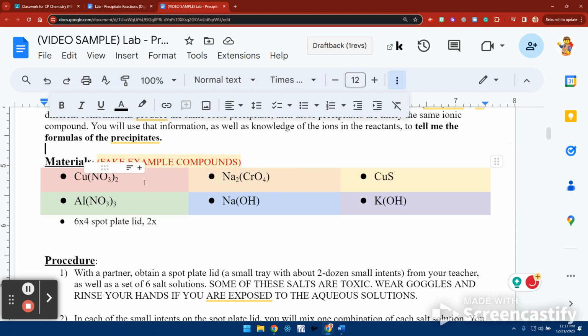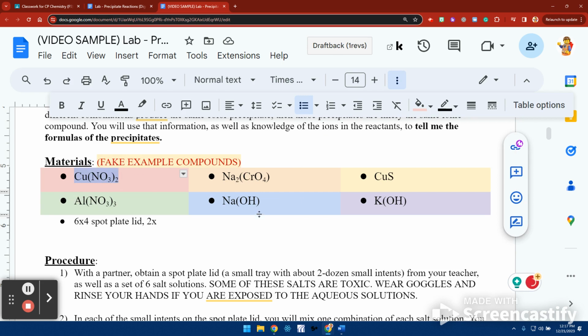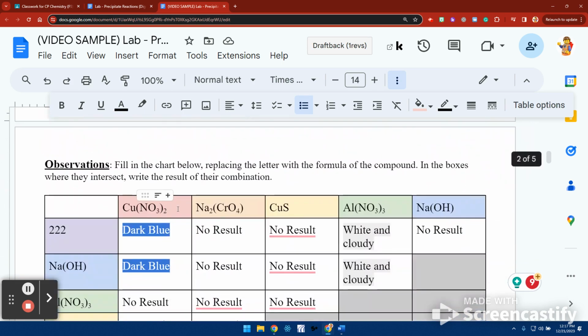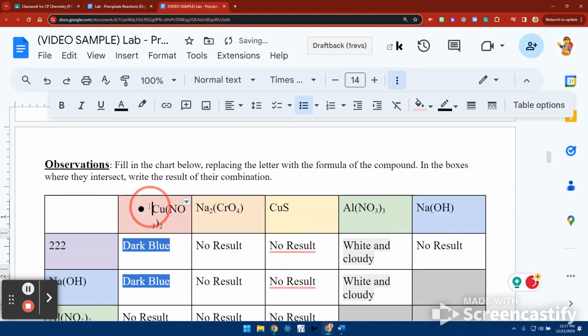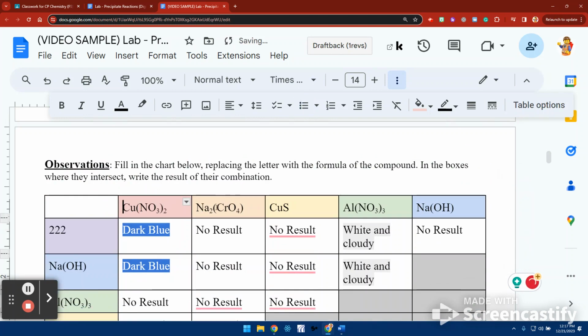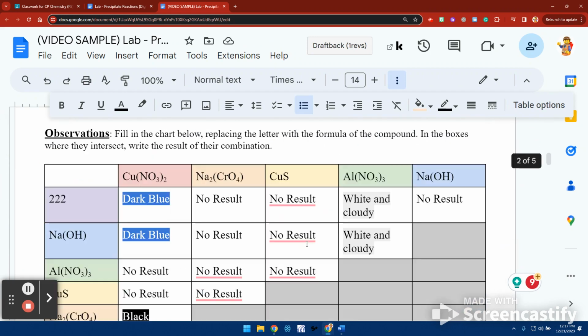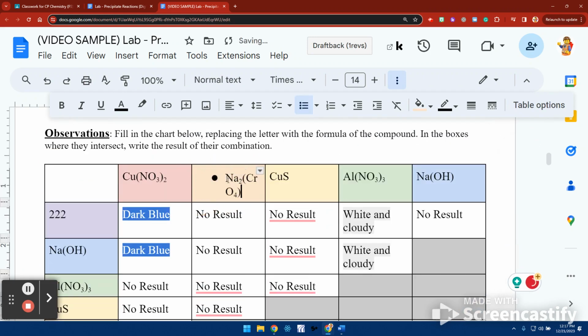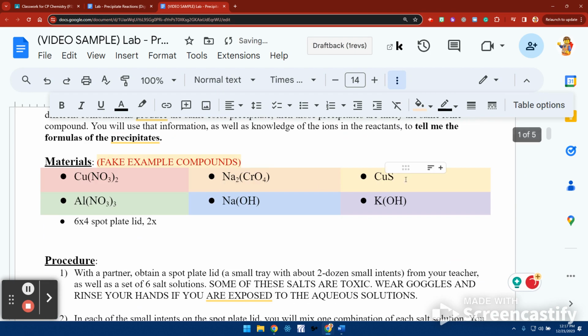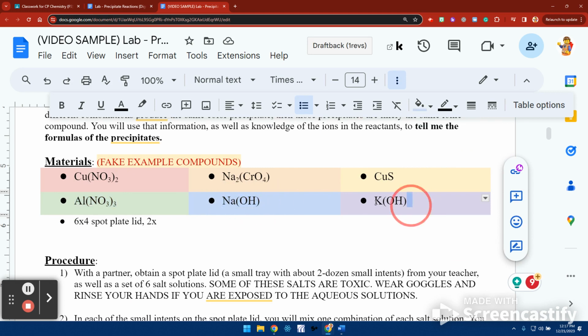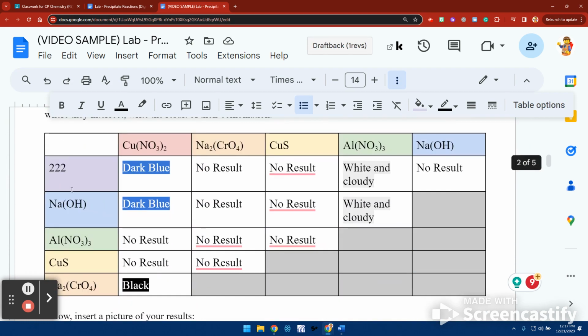So I put in my formulas here. Now, copper 2 nitrate, I make sure that goes in right here, in the red area. Then the second one that I wrote down was sodium chromate. I'm going to make sure that's right here. Then copper 2 sulfide, aluminum nitrate, sodium hydroxide, and potassium hydroxide. I put them with their matching colors here. When you open this up, there were letters here. I've erased them and I've put in these formulas.